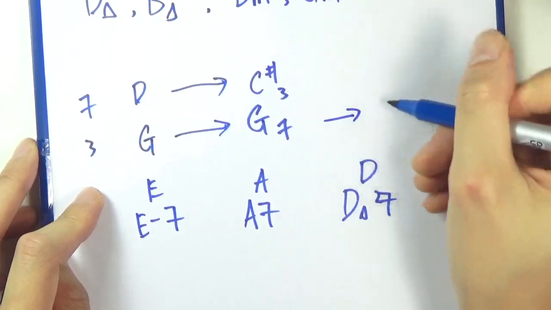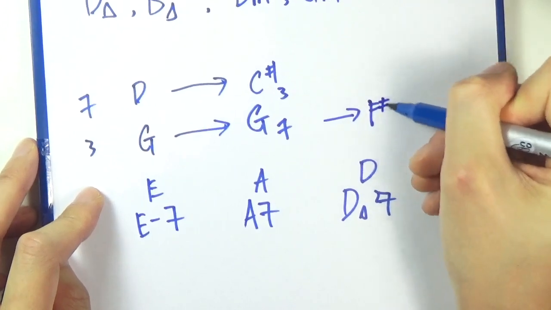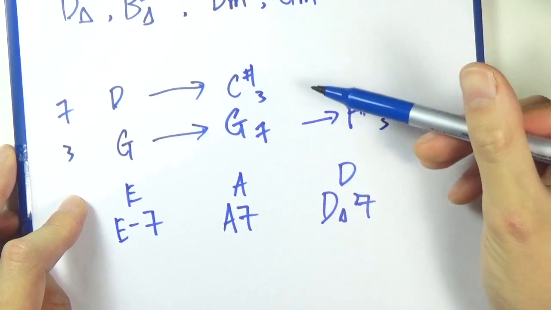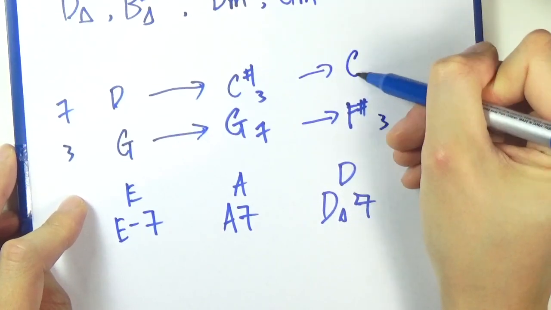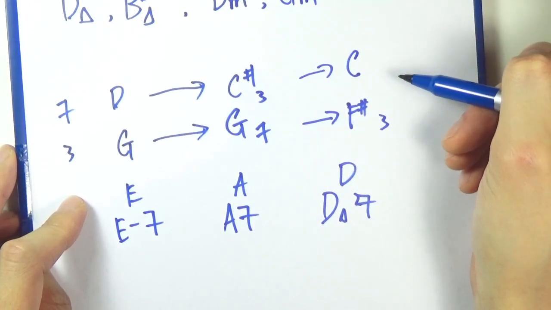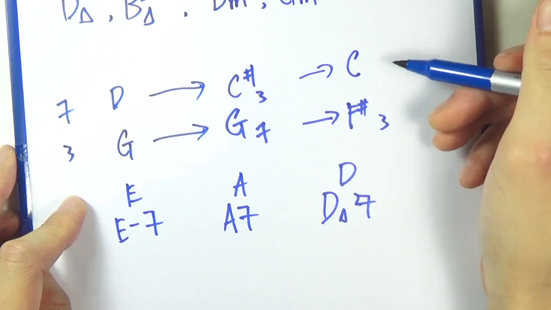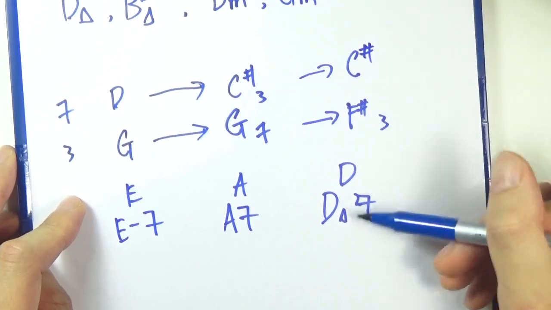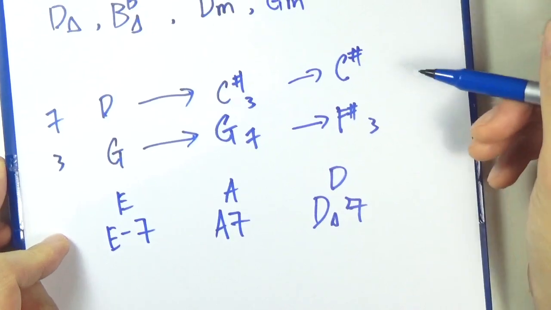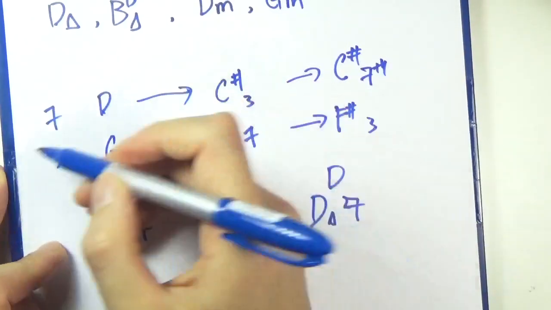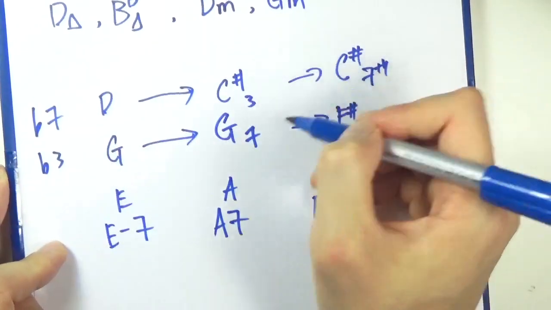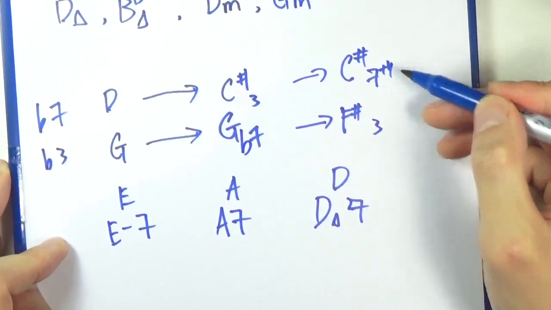7th becomes the third, so F sharp. We're in major, so the C sharp, the third, would become a 7th, so C. Sharp, sorry, so D major 7. We need a C sharp, so that's the 7th. Let's be precise. The flat 7, and the major third, major 7th.